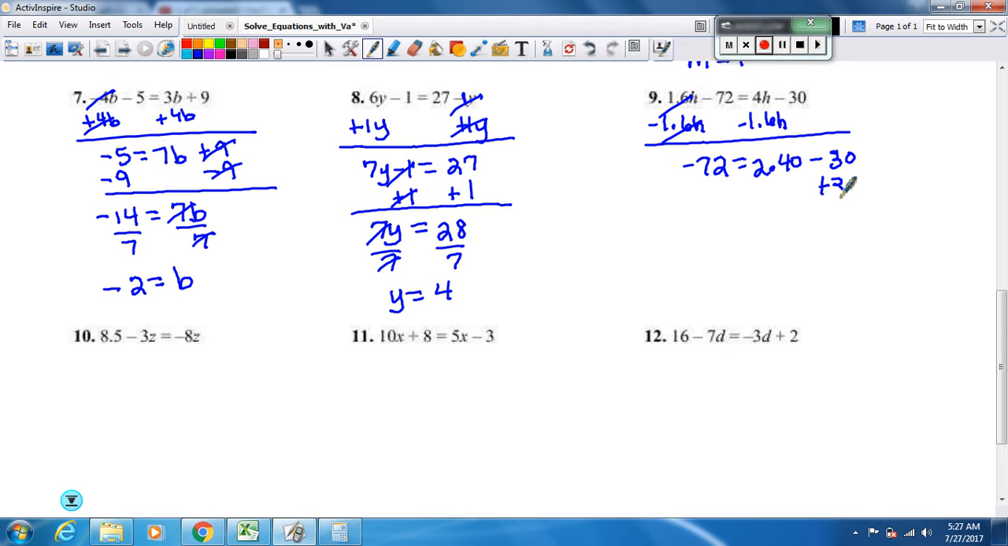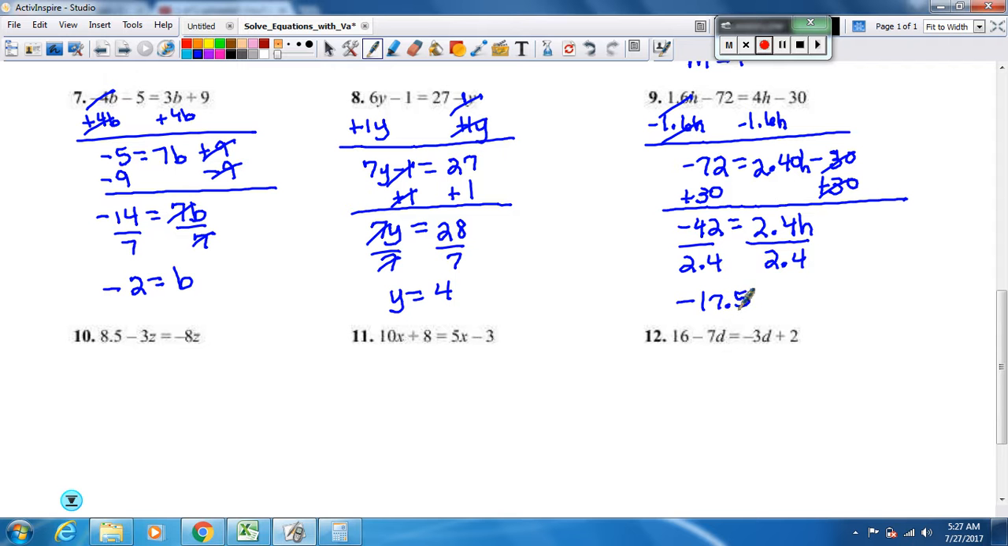I'm going to add 30 to both sides. A negative 72 and a positive 30 is a negative 42. Equals, oops, I forgot my variable, my h, sorry about that. I'm going to call it 2.4h. You don't need the 0. Opposites cancel. This is 2.4 times h, so the opposite of times is divide. Divide both sides by 2.4. And you get negative on the top, but no negative on the bottom to cancel it out. 42 divided by 2.4 is 17.5. Top cancels with bottom.